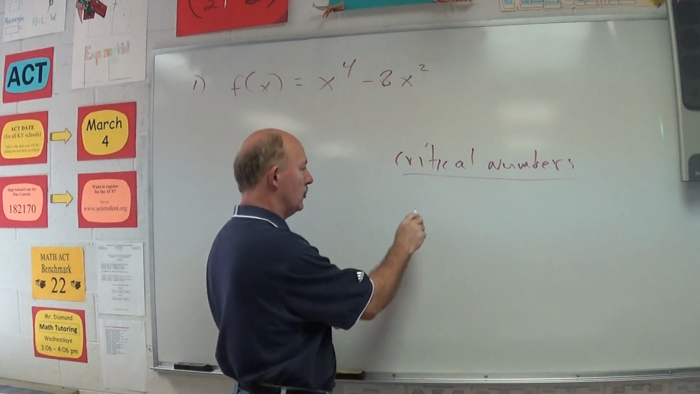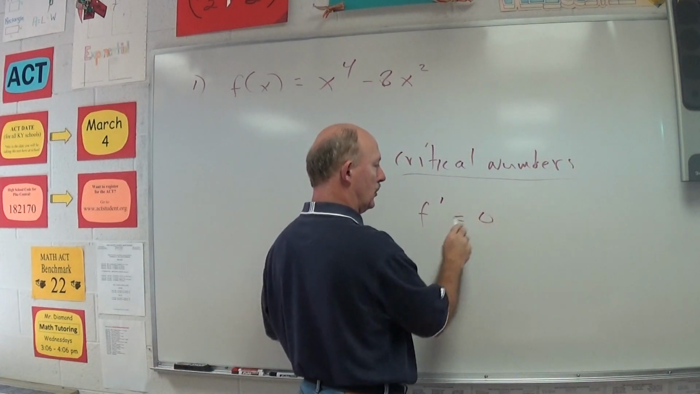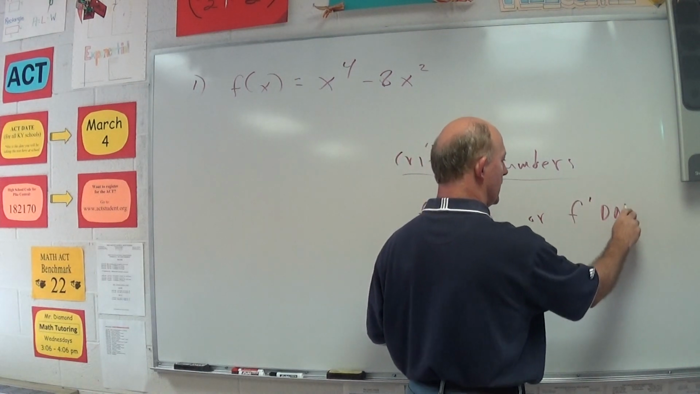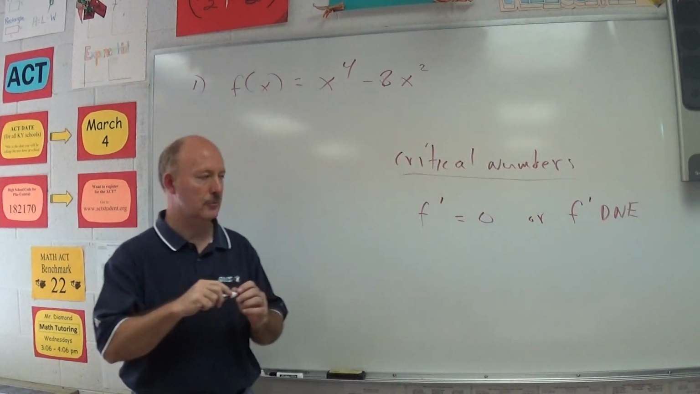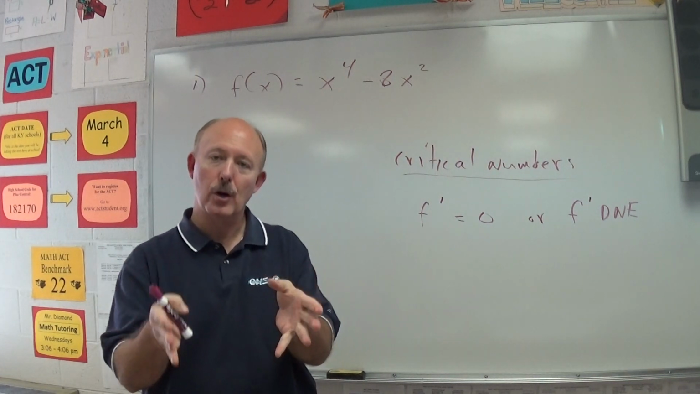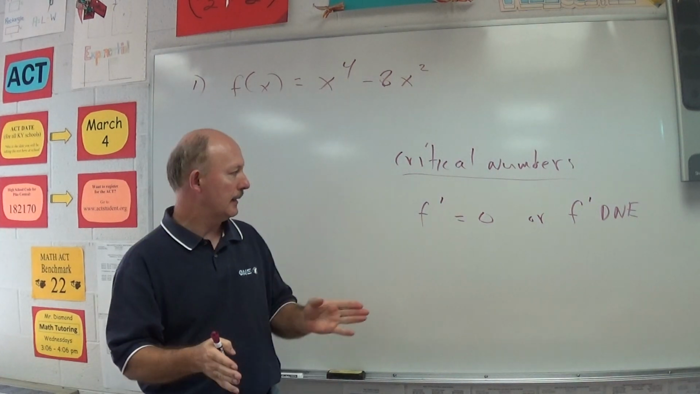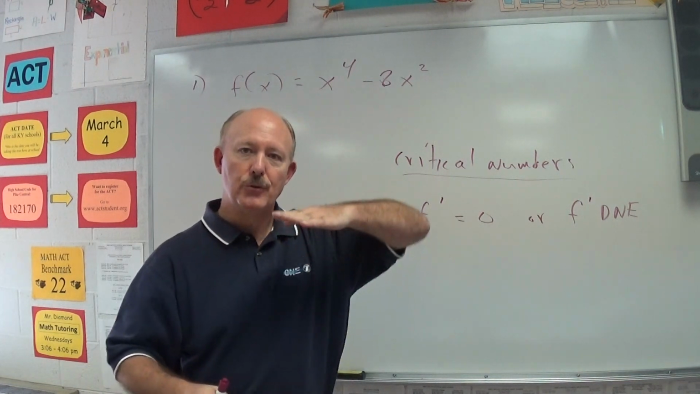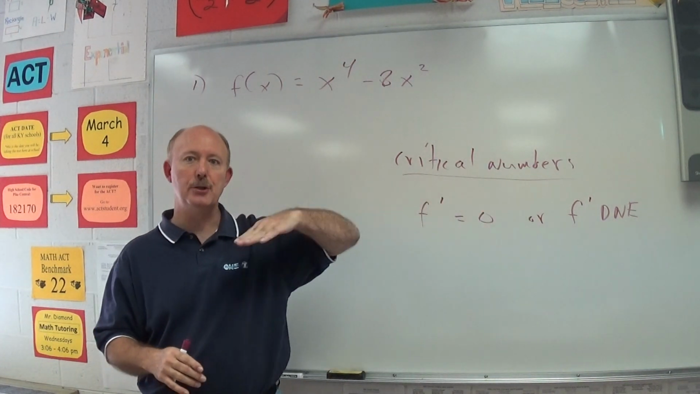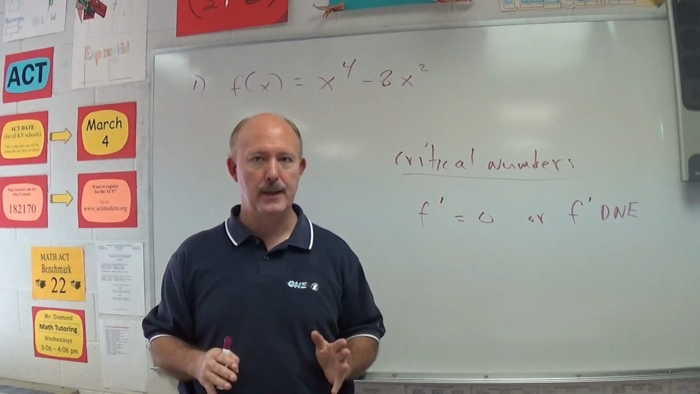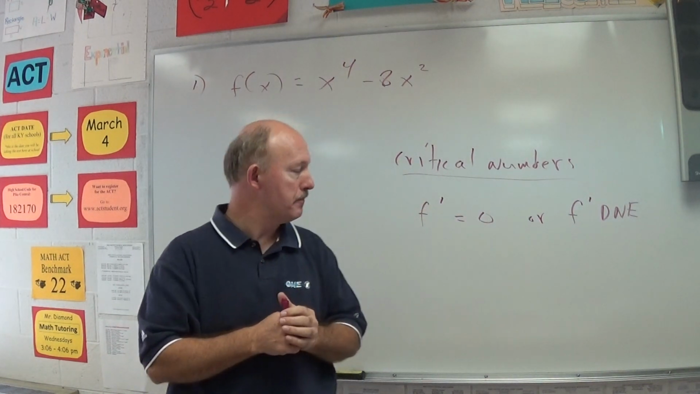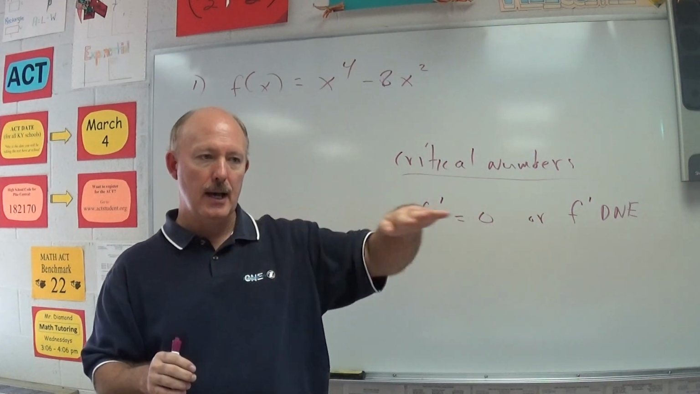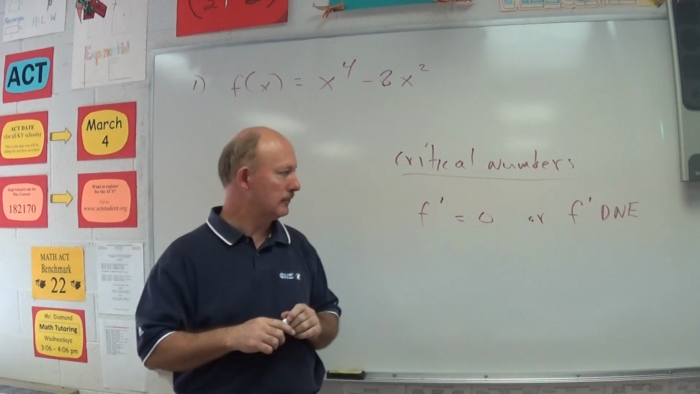Critical numbers only occur where the derivative is equal to 0, or where the derivative does not exist. When we talk about the critical numbers, we're looking for those points on the curve where the derivative is equal to 0. If the derivative is equal to 0, derivative is slope, so we're talking about a horizontal tangent line to the graph. So if we set the derivative equal to 0, we find those x values, the numbers where the slope of the tangent line is 0.